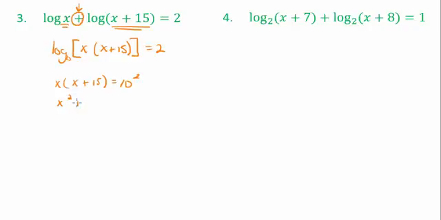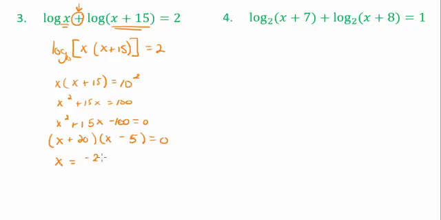So we have x squared plus 15x equals 100, and we must get this equal to 0, so we'll have x squared plus 15x minus 100 equals 0. Now I choose to factor this quadratic, so when I do that I get x plus 20 and x minus 5 as my 2 factors, which result in 2 solutions of negative 20 and positive 5.